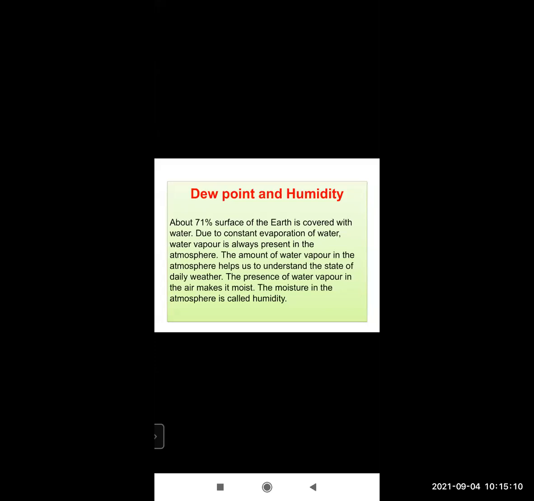The presence of water vapor in the air makes it moist, and this moisture in the atmosphere is called humidity. So whatever water vapor is there in the air, it makes the air moist, and this moisture in the atmosphere is called humidity.